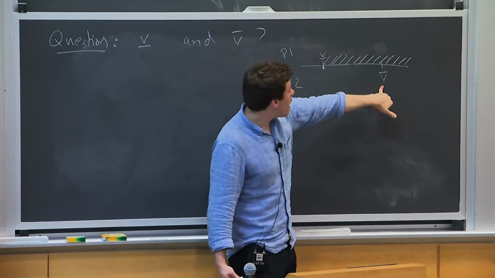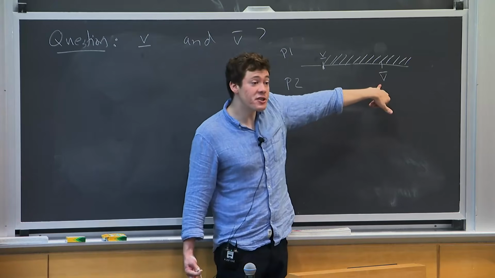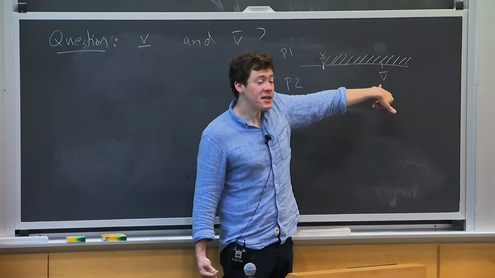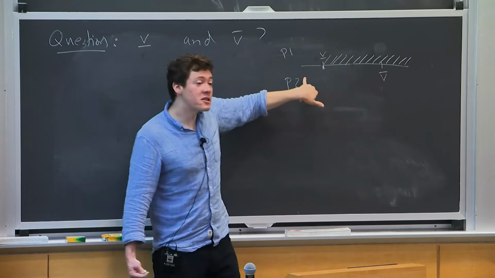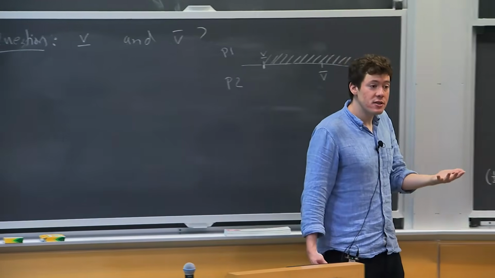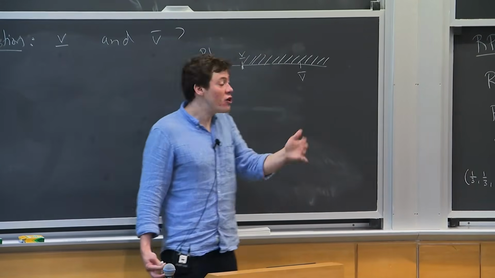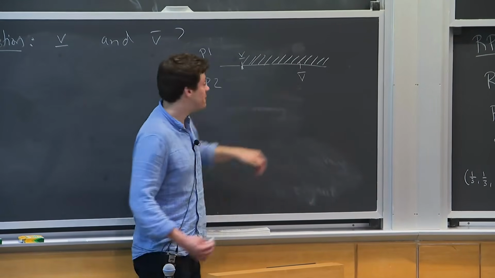And similarly for V upper bar, what it tells me is if player 2 plays their security strategy, it tells me that their loss is always smaller than V upper bar. So they don't know exactly how much they're going to lose. It depends on what the other player does. But however the other player plays, they're never going to lose more than V upper bar.